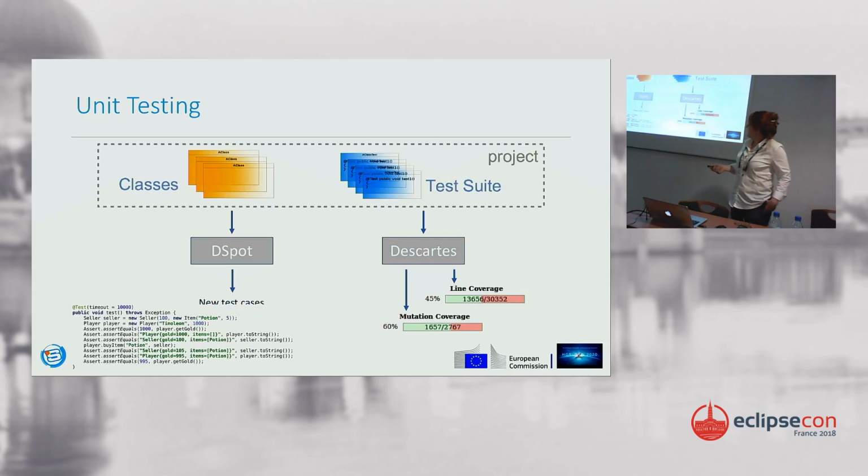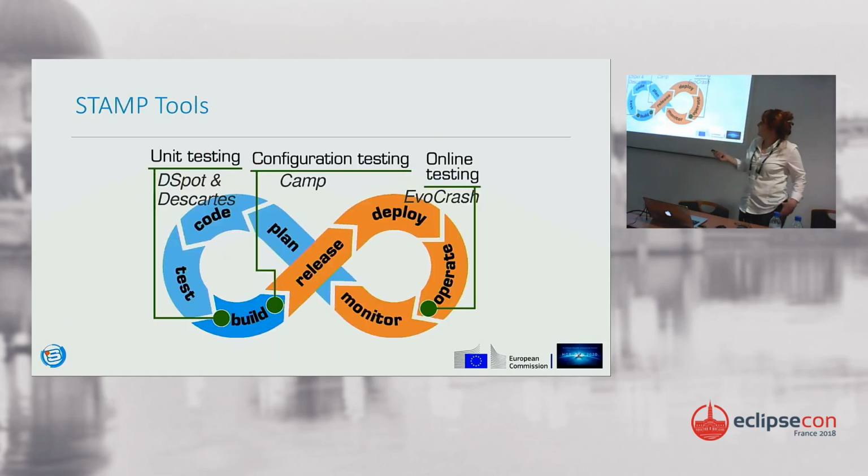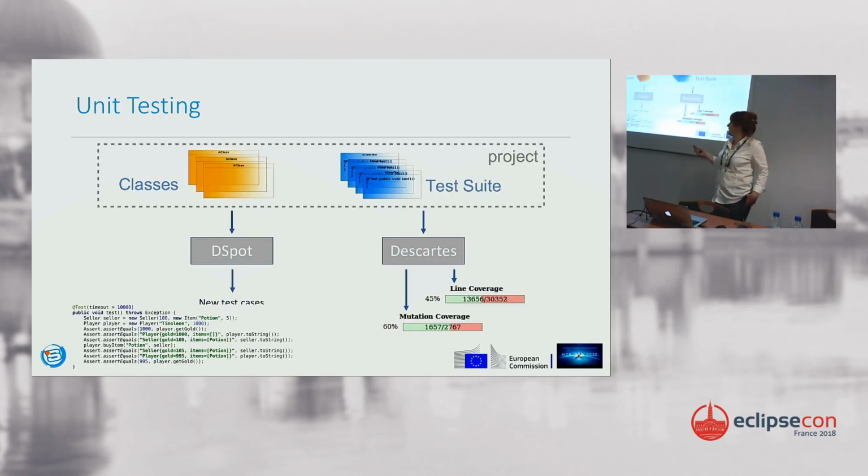So in this context, we have several tools developed in the project. For unit testing, first are Despot and Descartes. They are working both on the source code and on the test suite. Descartes is a tool that allows you to score your test suite, to evaluate your test suite, using mutation testing techniques. And Despot uses Descartes to score your test suite, and based on it, it also allows you to generate either new assertions, new tests, or new test cases.